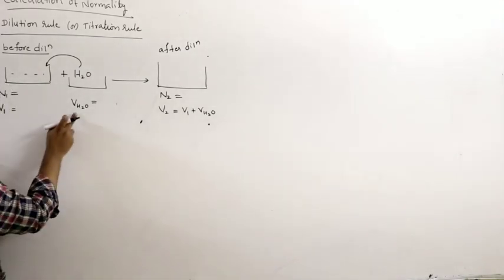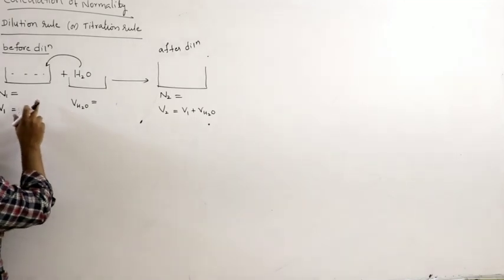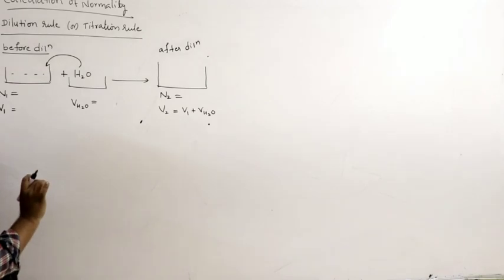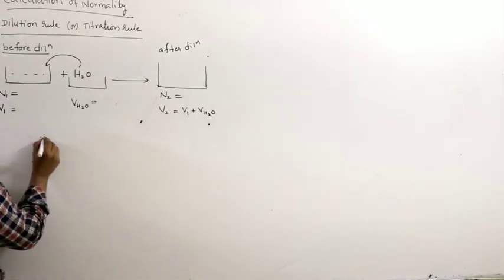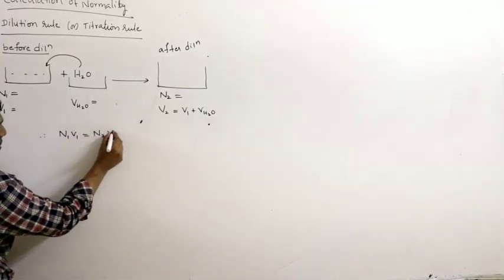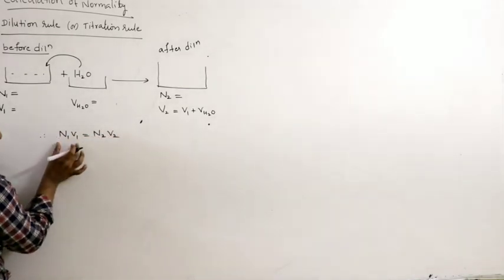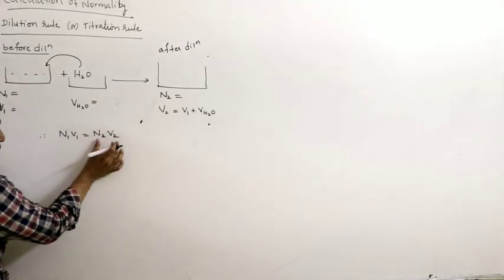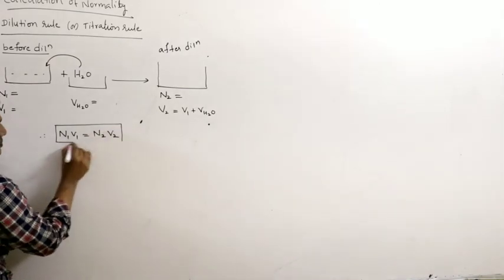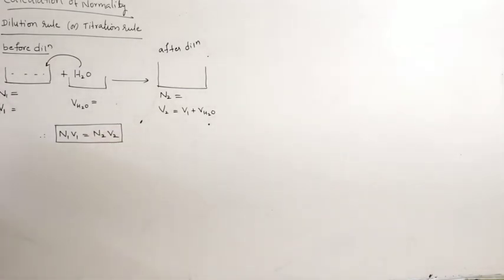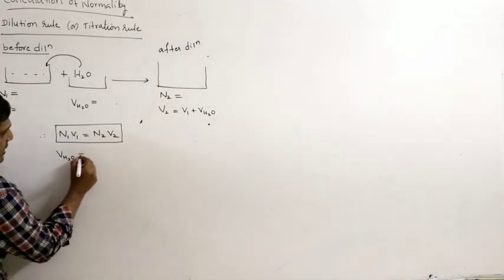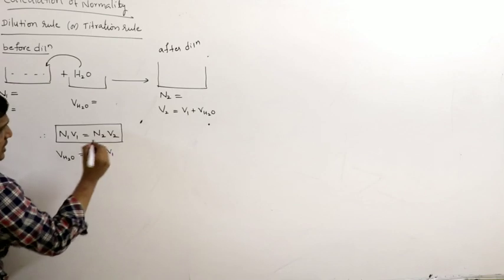So during dilution, we add solvent. Due to addition of solvent, total volume increases. Therefore, normality decreases. But number of gram equivalents of solute remain same. Therefore, dilution rule is N1 V1 equals N2 V2. Number of gram equivalents of solute before dilution is equal to number of gram equivalents of solute after dilution. Right. Sometimes they will ask you to find volume of water to be added. So V water to be added is final volume minus initial volume.